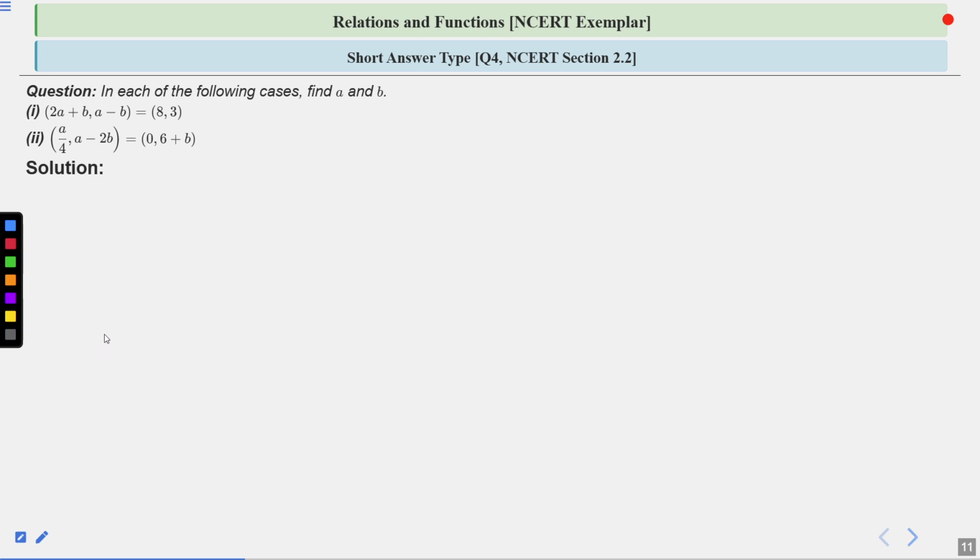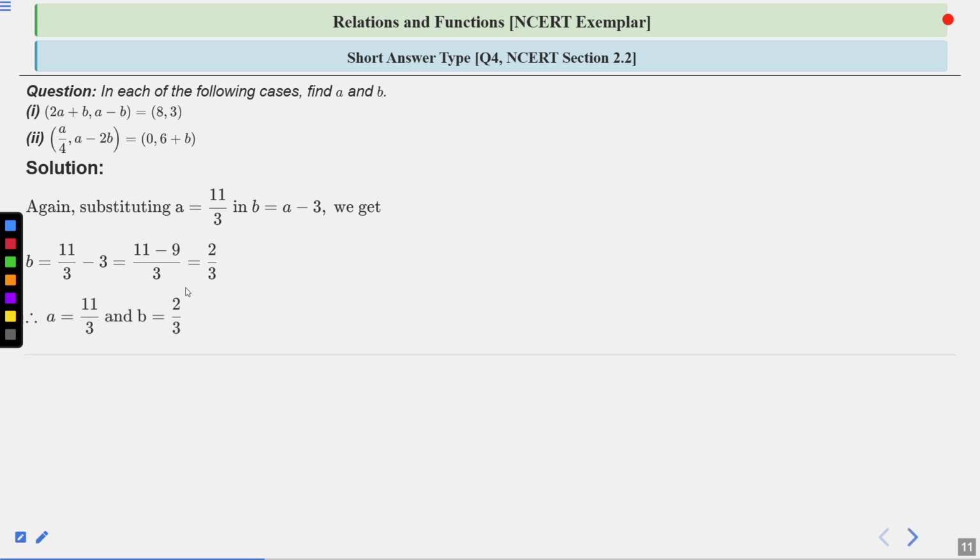Now we have the A value. Just substitute this A value in the equation B equals A minus 3. We get B equals 11 by 3 minus 3, which is 2 by 3. So A is 11 by 3 and B is 2 by 3. Simple.